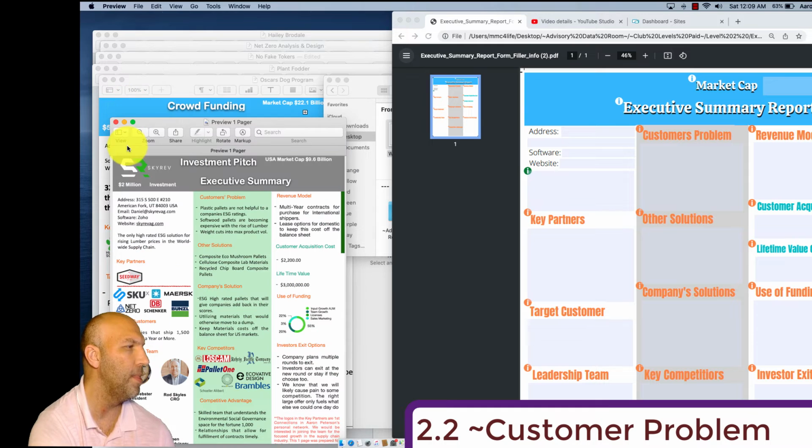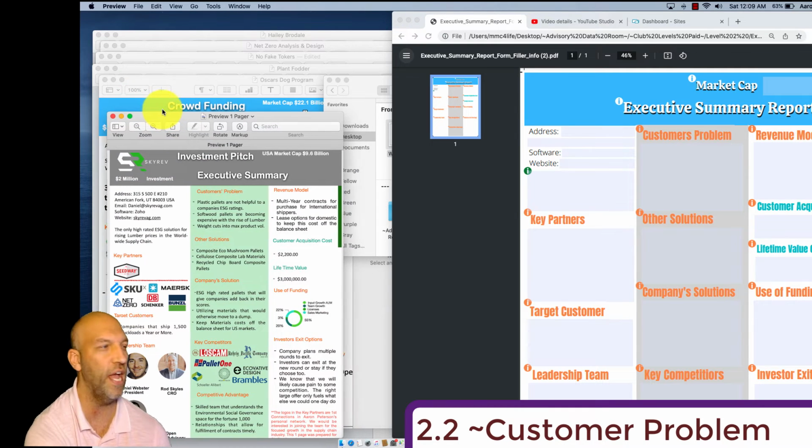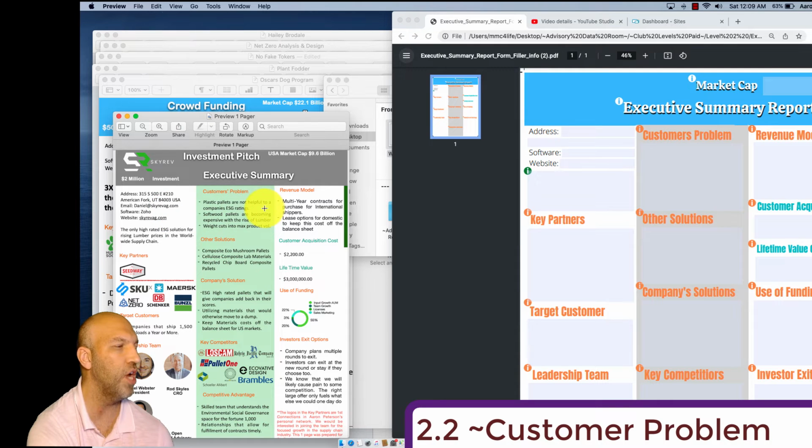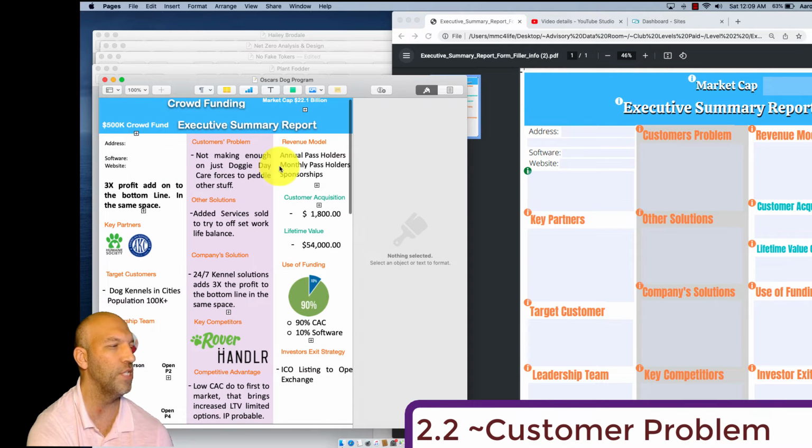All right. This one's Sky Red. This is like a hemp pallet. Really cool idea they had. Plastic pallets are not helpful to companies' ESG ratings. Softwood pallets are becoming expensive with the rise of lumber. And then weight cuts into max product volume. All right, so really cool idea. This is a really good one that I think they're going to get off the ground. They were raising like $2 million, I think.